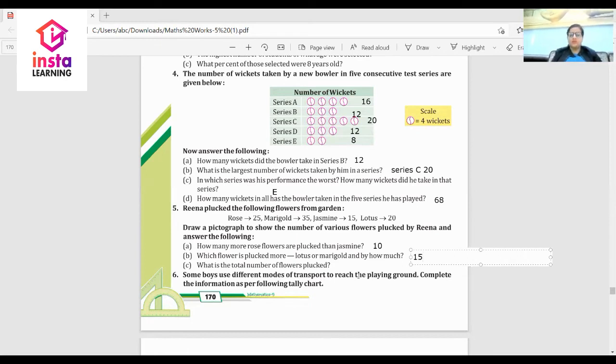What is the total number of flowers plucked? So you have to add all the numbers. 25 plus 35 is 60, 60 plus 15 is 75, 75 plus 20 is 95.